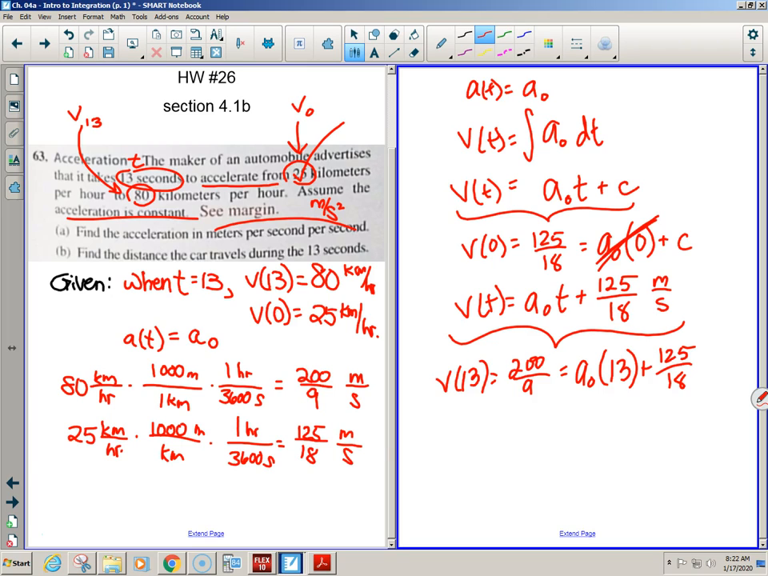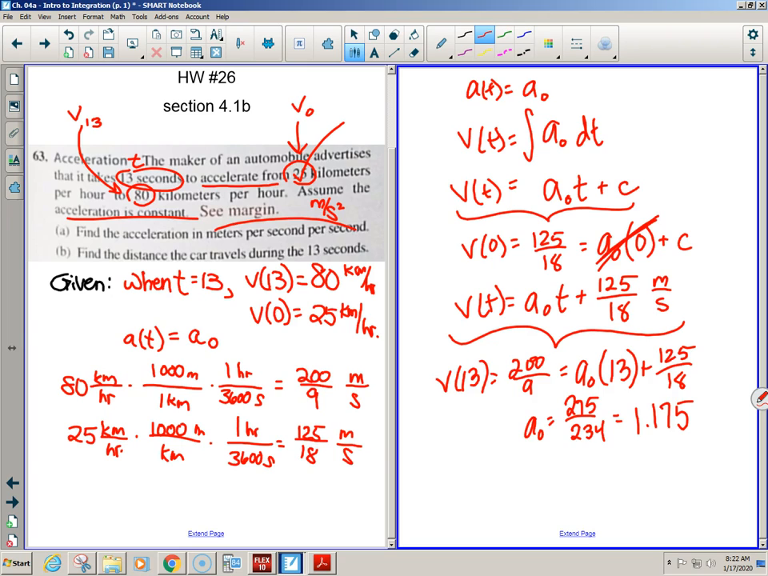If you're your algebra 1 self, your itty bitty kid, you might have freaked out a little bit, but we got this. We have calculators. 200 over 9 minus 125 over 18, divided by 13, made into a fraction. Ooh, that's gross. A sub naught is equal to 275 over 234. Oh, but we're giving a final answer, which means I can do it as a decimal, which would be 1.175.